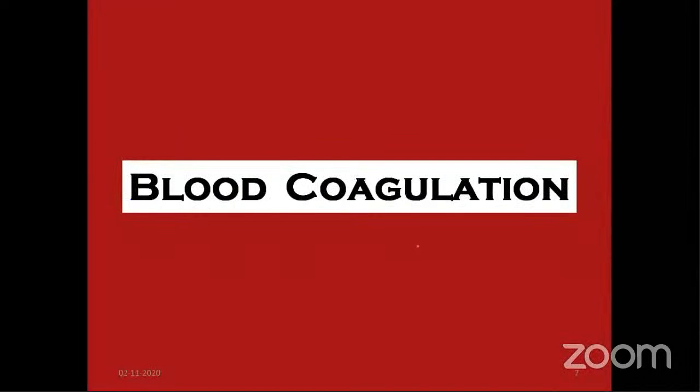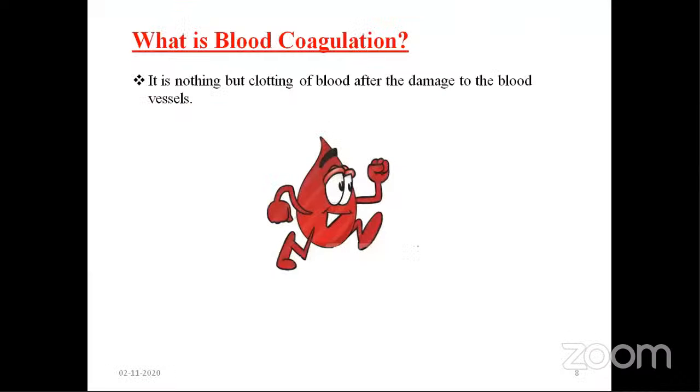So now, with this kind of a background, let us go to the meat of the topic, the heart of the topic, which is clotting of blood. And the word clotting also has an alternative word, coagulation. So let us study the mechanism of coagulation or clotting of blood. So what is blood coagulation? It is nothing but clotting of blood after damage to the blood vessels.